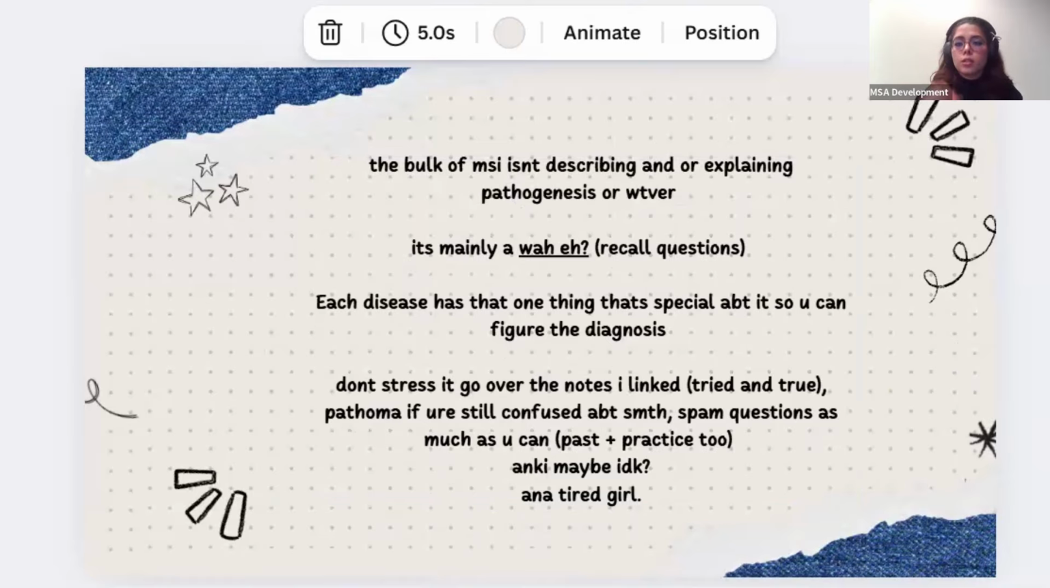Don't stress it. Go over the notes I linked. I tried them. They're true. They're amazing. Okay. Pathoma, if you're still confused about something, spam questions as much as you can. Practice and past papers and practice too. Anki maybe.